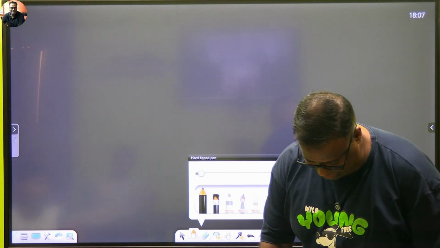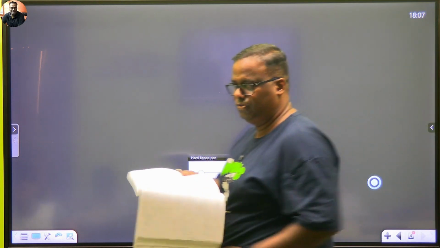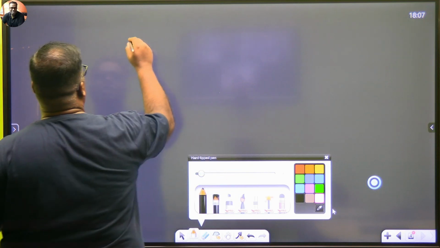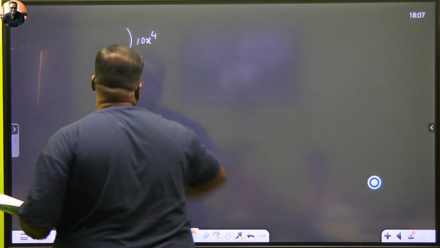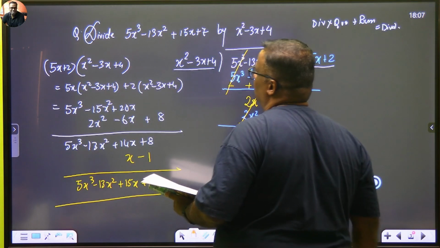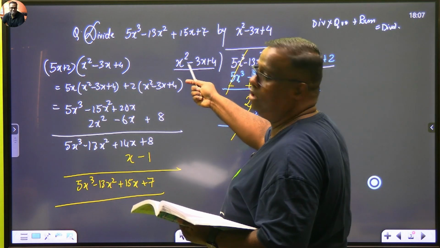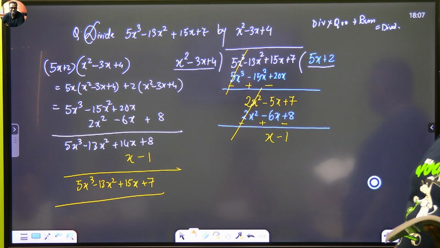We'll do one more tougher one. So I'm not writing the first step. I'm straight away writing it. 10x to the 4. You know, none of you checked one thing. We started with what? A cubic polynomial. We divided it with what? Quadratic. We ended with linear. You should see that also.